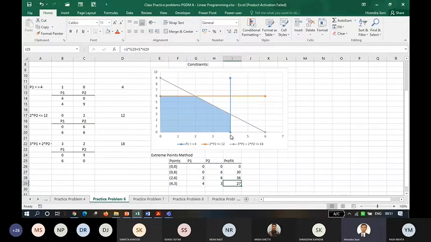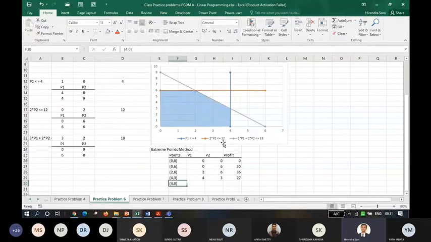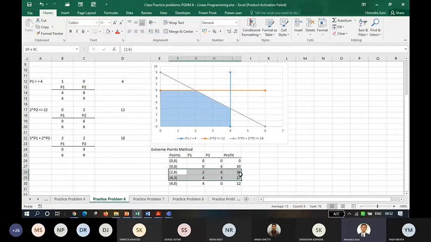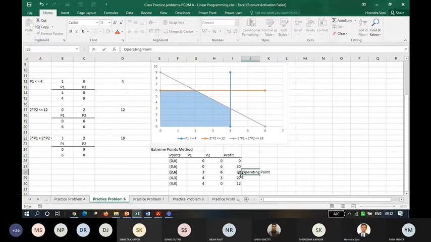It has reduced. What about this point? 4, 0. So 4, 0. It would be definitely even lesser. Automatically उसने ले लिया. Fine. So maximum profit is at this juncture. So that means this becomes my optimal point. Clear? Yes, sir.